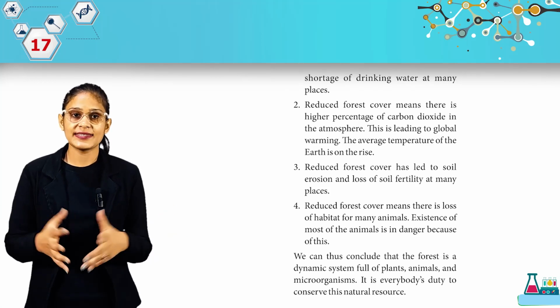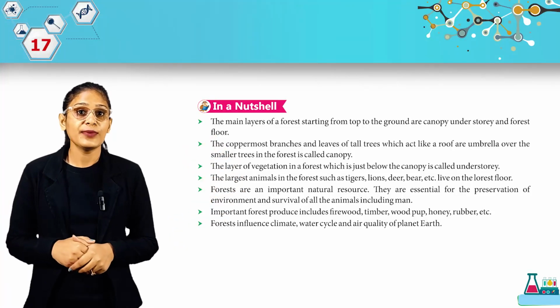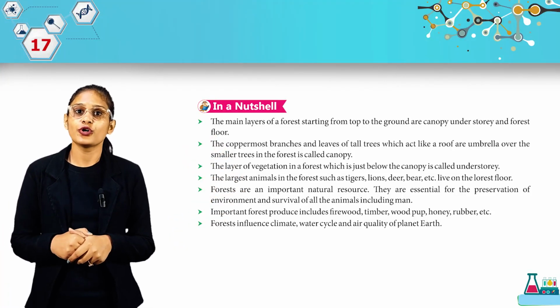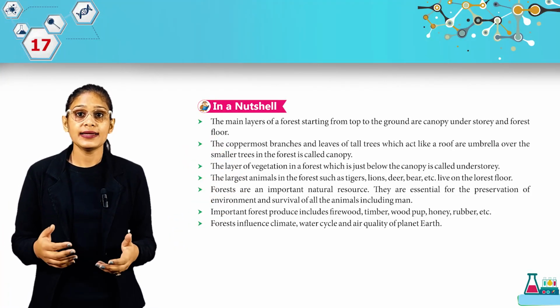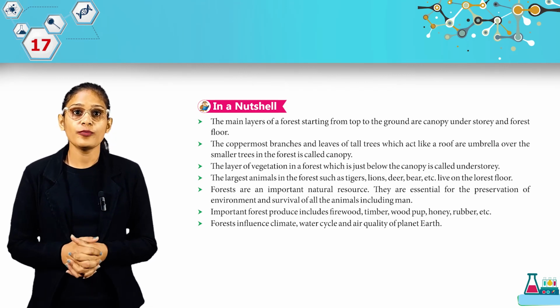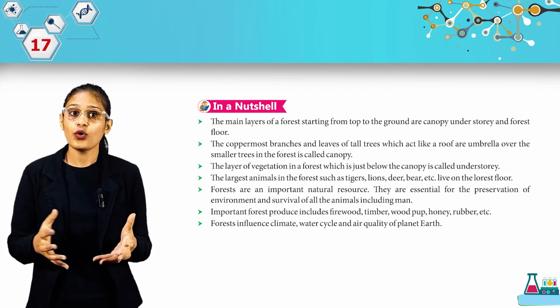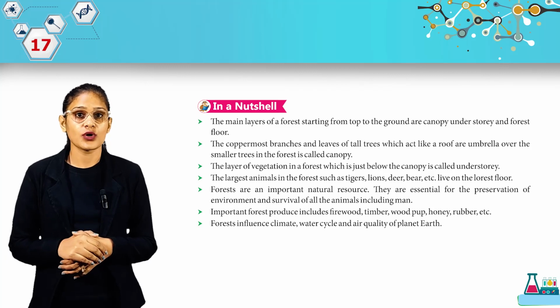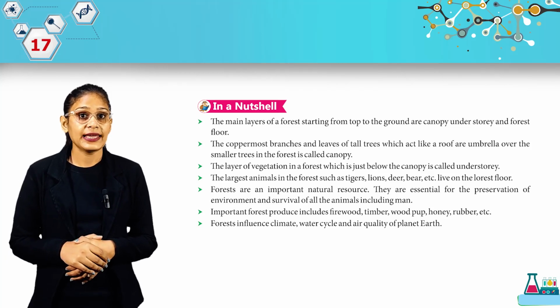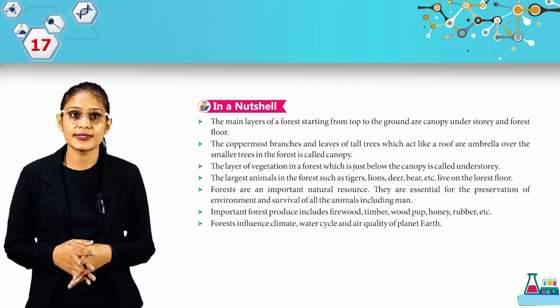Students, what we learn in this chapter, now we are going to discuss it in a nutshell. Here, the main layers of a forest starting from top to the ground are canopy, understory and forest floor. The uppermost branches and leaves of tall trees which act like a roof or umbrella over the smaller trees in the forest is called canopy. The layer of vegetation in a forest which is just below the canopy is called understory.